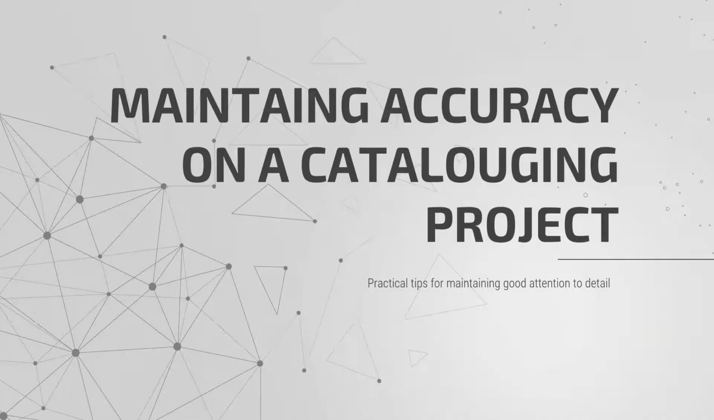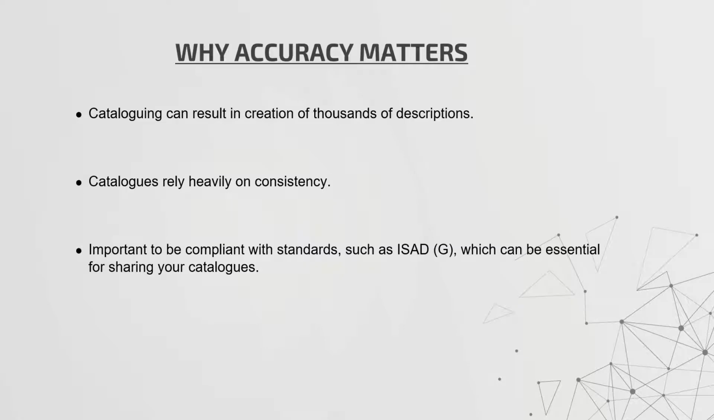Okay, so this video is about maintaining accuracy on a cataloguing project. First of all, why does accuracy matter in a cataloguing project? The first thing I would say is that cataloguing a collection can easily result in the creation of hundreds or even thousands of descriptions. And for every description you create, there's also additional material as part of that description.